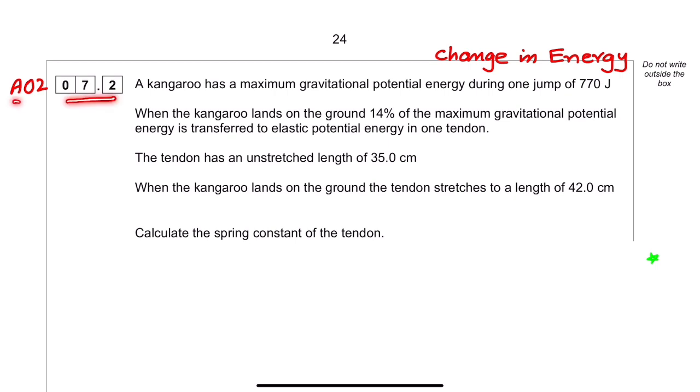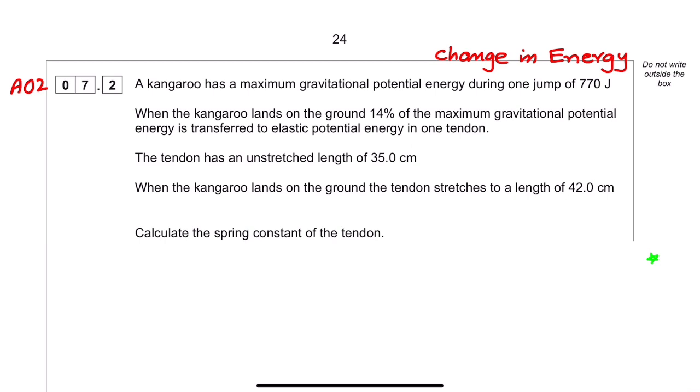7.2 is an A2 question, and it is also from the change in energy. A kangaroo has maximum gravitational potential energy during one jump of 770 joules. When the kangaroo lands on the ground, 14% of the maximum gravitational potential energy is transferred to elastic potential energy in one tendon.